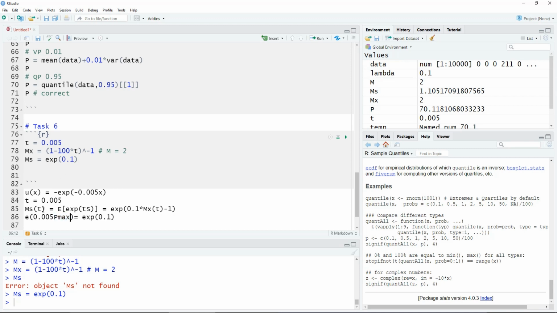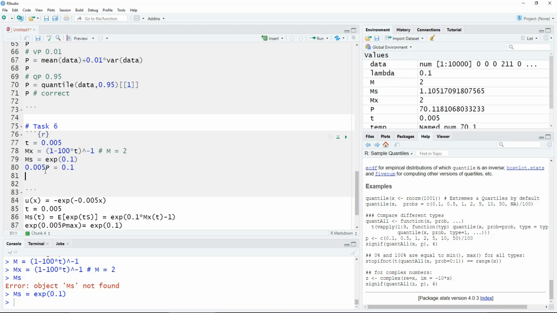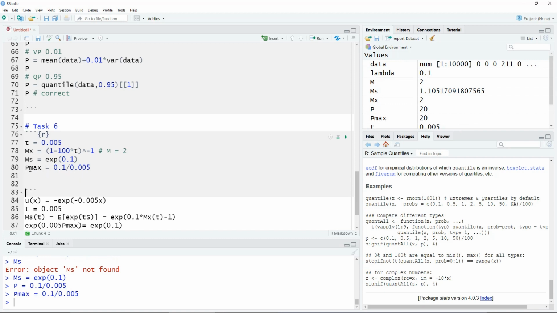Because these are exponent and exponent, we can get rid of the exponent, and 0.005 p will be 0.1. So Pmax is 0.1 divided by 0.005. Is it correct? So Pmax is 20. Pmax is 20 in this case.